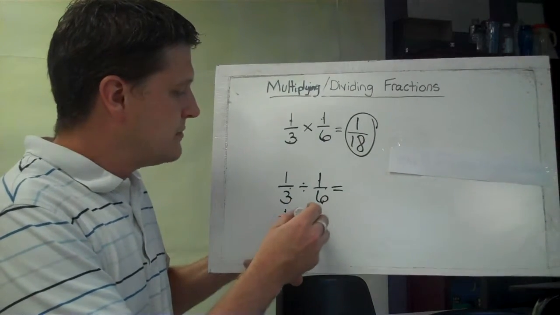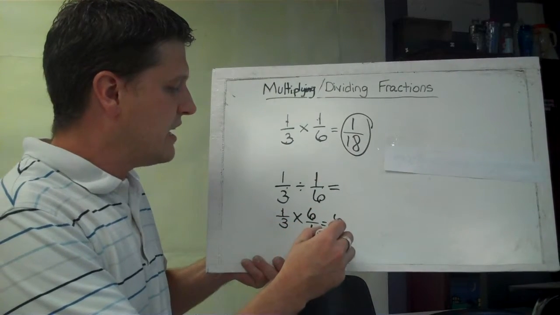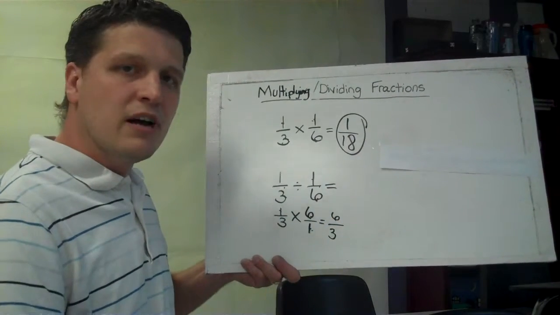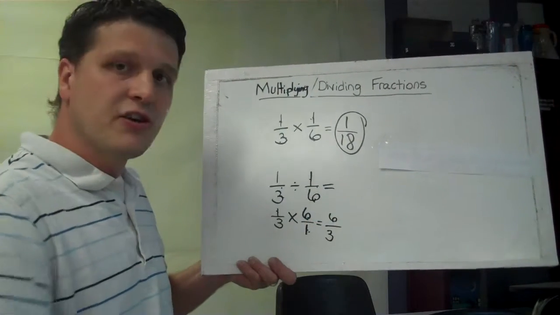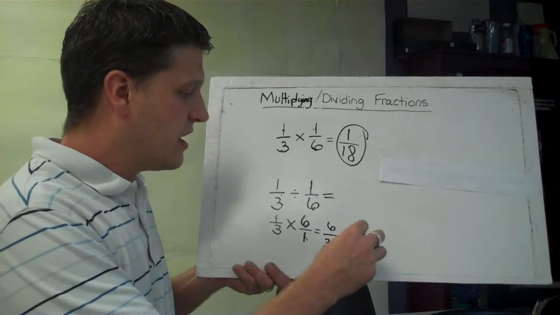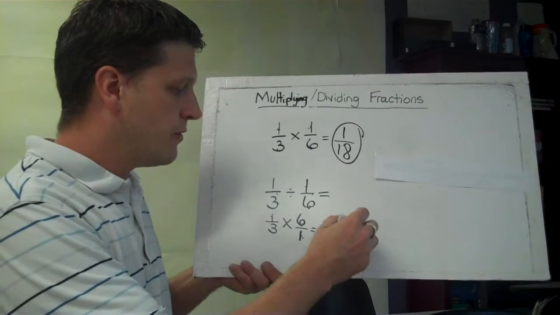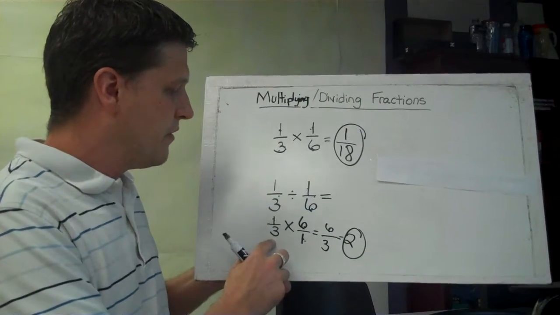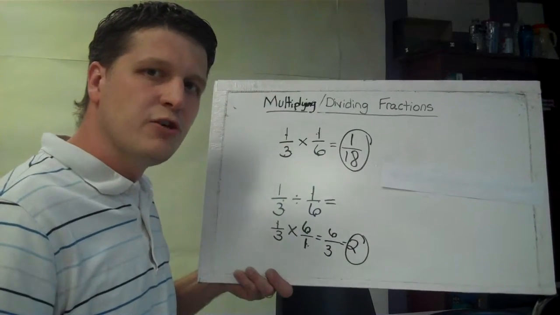So we get 1 times 6 equals 6. We've got 3 times 1, and it gives us 3. Now it leaves us with what we call an improper fraction, 6/3. 6/3 is just another way of saying 2. 6 divided by 3 gives us 2. So when we take 1/3 and we multiply it 6 times, we're going to get 2.